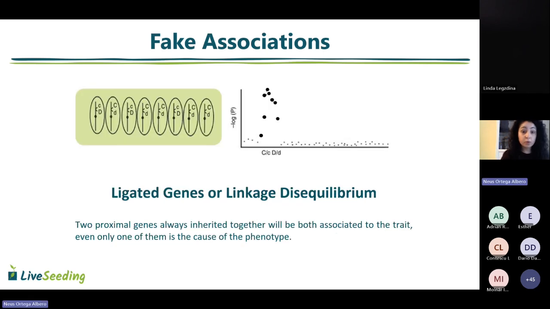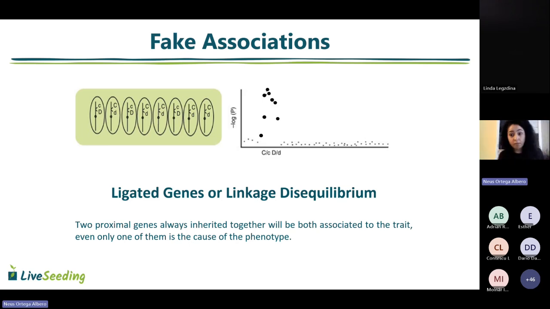Another example would be linked genes, or what we call linkage disequilibrium. Basically, two proximal genes are always inherited together, and as they are very close and inherited together, they would both be associated to the trait, even if only one of them is actually causing the phenotype. That means we cannot distinguish them, so it would cause a fake correlation between one gene and the trait.